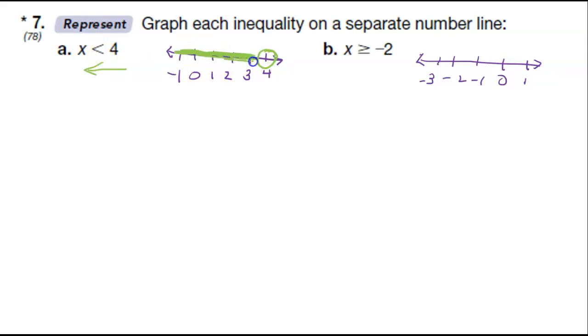These will be on upcoming tests, so please ask questions if you don't understand. B says x is greater than or equal to -2. So I start at -2 because it has this equal to sign. I fill that in. And then my arrow is going that way. So I would highlight that way.